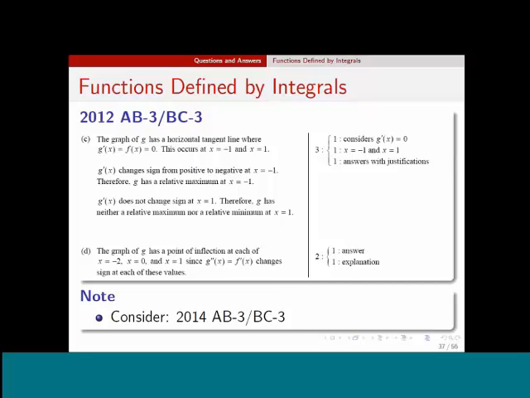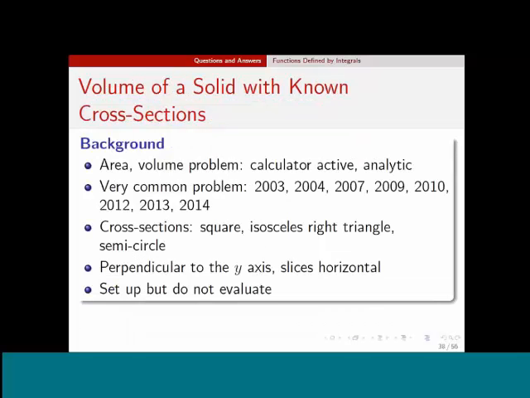And down at the bottom, we want the students to tell us that g has a point of inflection at those 3 values, because g double prime is equal to f prime, and it changes sign at each of those values. That's very succinct. That's all we need to see. The student doesn't have to tell us it changes from negative to positive at each one of those places, just that it does indeed change sign. 1 point for the answer. The answer means those 3 values, and 1 point for the explanation. If you'd like to see another one like this, you can look at last year's exam, AB3, BC3.